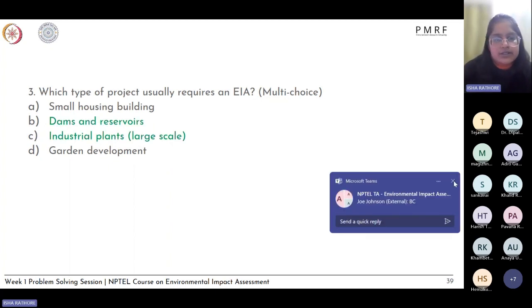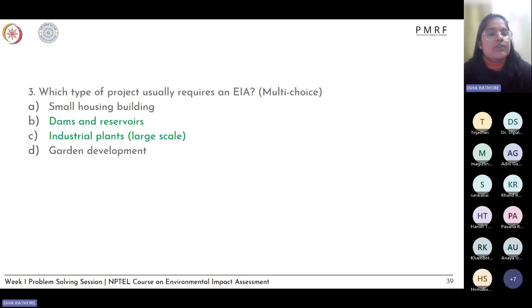So dams and reservoirs are large-scale projects for which you need to do environmental impact assessment, because when you have such a large project, you are dealing with both a water body and a larger scale of infrastructure being developed. You are affecting the flow of a river when you build dams and reservoirs, and you're also controlling the flow of the river.